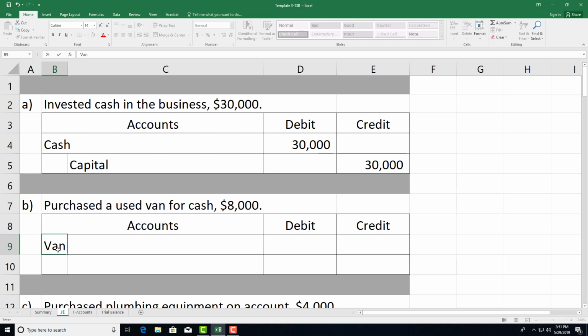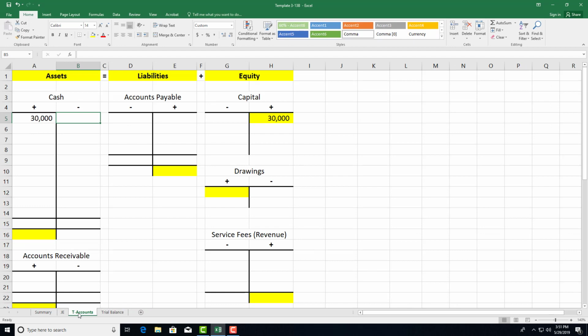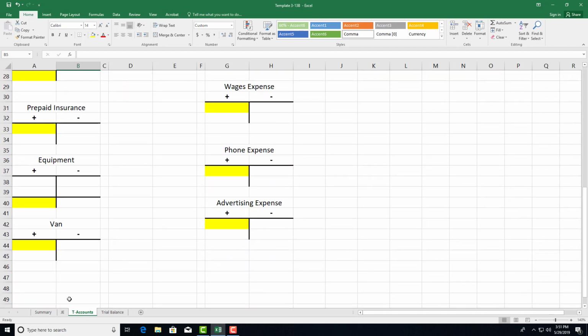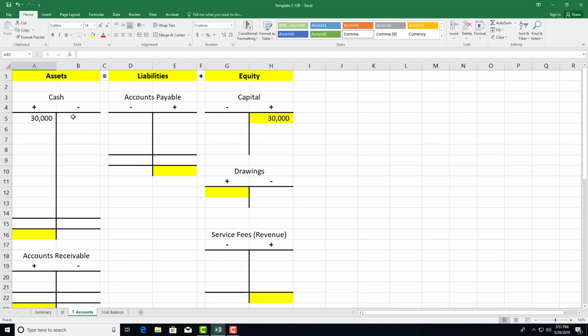Van is an asset, so to increase an asset, I will debit the asset. Cash is being credited or decreased because we are paying cash. And again, if you need to, jump over to your T accounts, look at the van account and say, okay, I need to increase the van. Does it make sense that that is a debit? Yes, it does. And I am crediting cash for $8,000. We are paying cash. Cash is going out of the business. Does that make sense? Yes, it does.